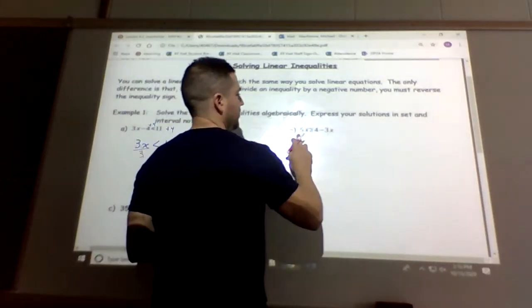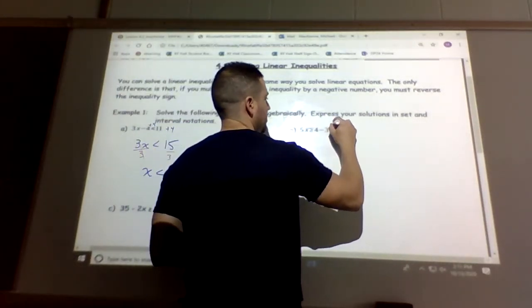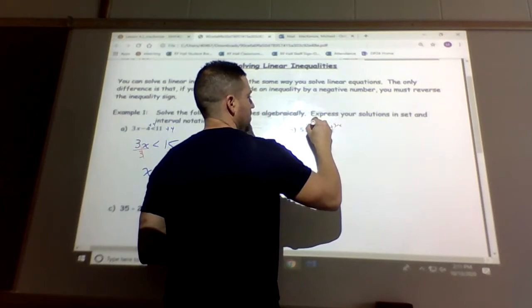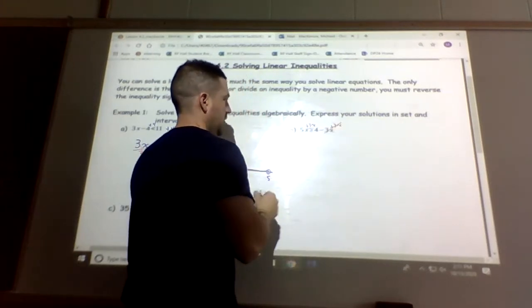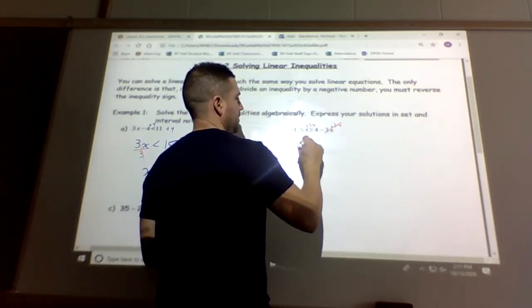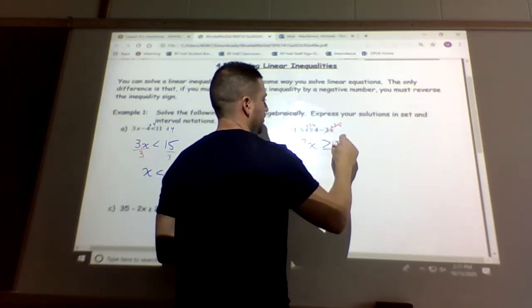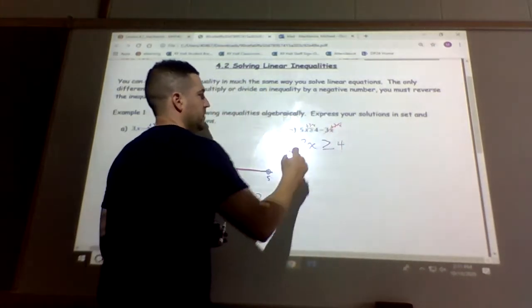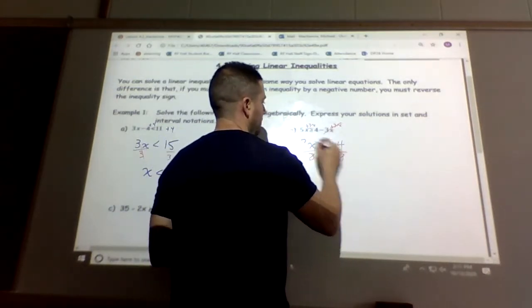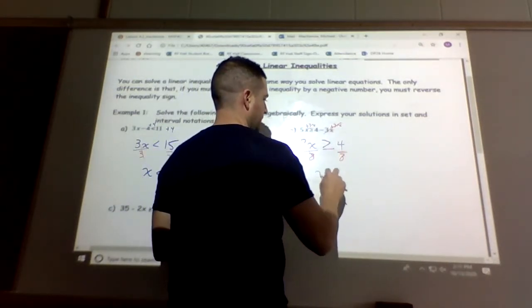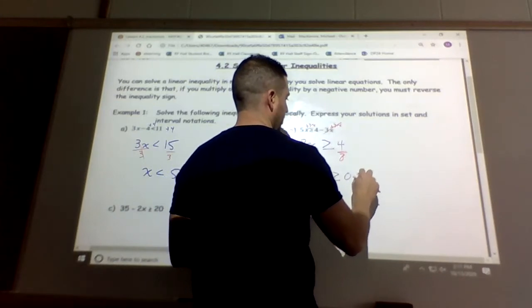Okay, so we're going to cancel out the 3x, bring it to this side, so plus 3x on both sides. So we get 8x. 8x is greater than or equal to 4. Divide by 8. x is greater than or equal to 0.5.